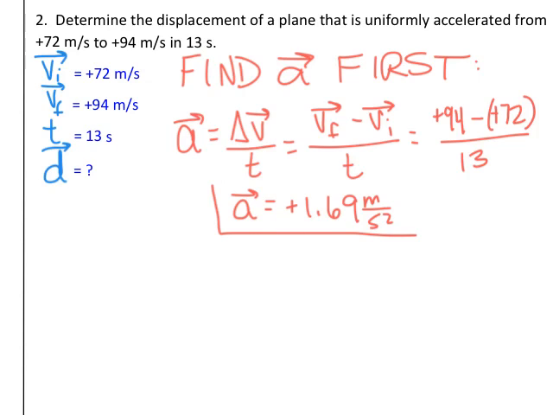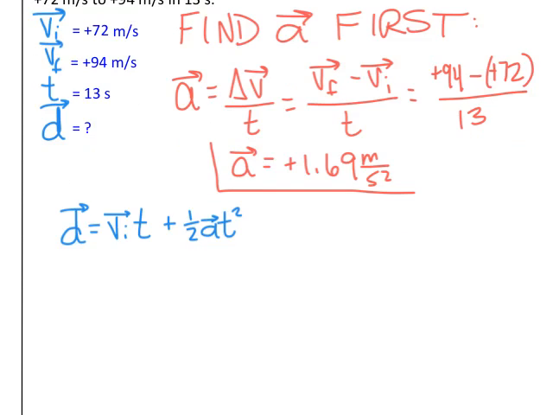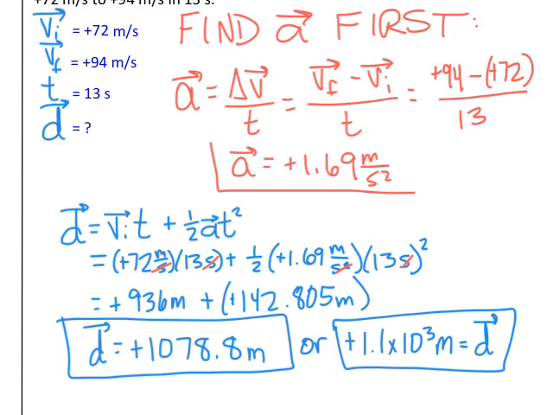Now that we have the acceleration, we just need a formula that has displacement in it. So I'm going to use the second kinematic equation. Now let's plug our numbers in. So if you paused the video and tried this on your own, you should have gotten about 1,078.8 meters. I also changed that to correct significant digits, so we're going to use scientific notation, and that would be a positive 1.1 times 10 to the third meters.